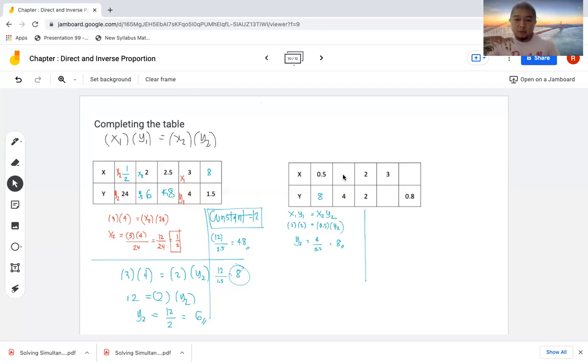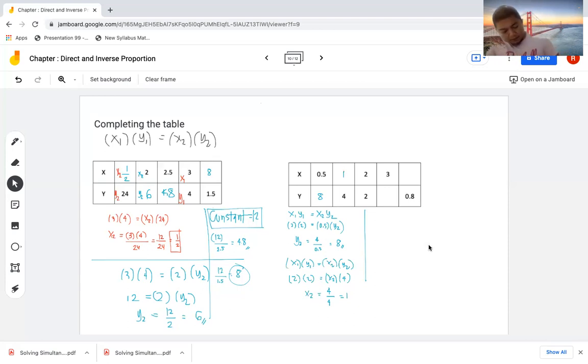Second procedure is for this one. So x sub 1, y sub 1 is equivalent to x sub 2 times y sub 2. So you will have 2 times 2 is equivalent to x sub 2 times 4. So x sub 2 now is going to give you 2 times 2 is equivalent to 4. So I'll just put 4 here, and divided by 4 gives me 1. So notice that here the answer becomes 1.